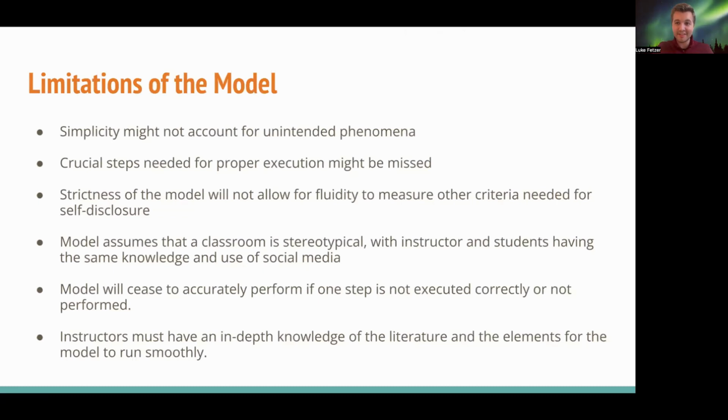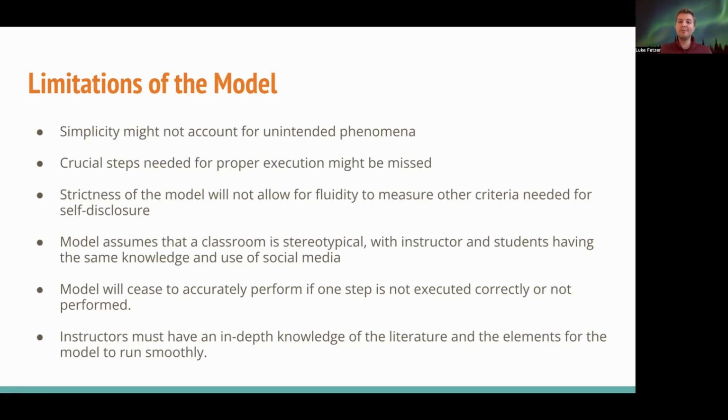But because of that simplicity, there's going to be some unintended phenomena that may creep in, right? There are some things that we may not account for. So these crucial steps that are needed for proper execution might be missed because they are so rigid, because they are so black and white. There may be some things that need to be done but can't because this is the overall model. The model is kind of set in stone and needs to be tested by that parameter first. Like I said, strictness of the model won't allow for fluidity to measure other criteria needed for self-disclosure. There are going to be things that you need to see that need to be done, but can't, because that's not part of the model just yet.